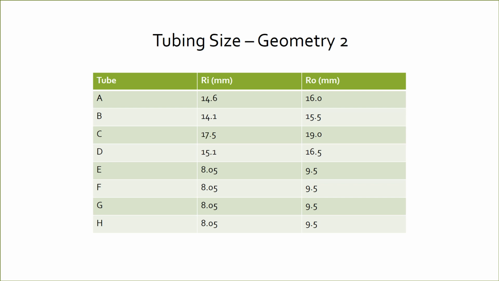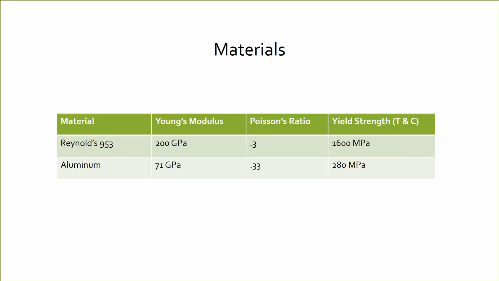For the second geometry, we use the following outer and inner radii for each tube. We analyzed the frame using two different materials, Reynolds 953 steel, a common bike frame steel, and aluminum alloy.